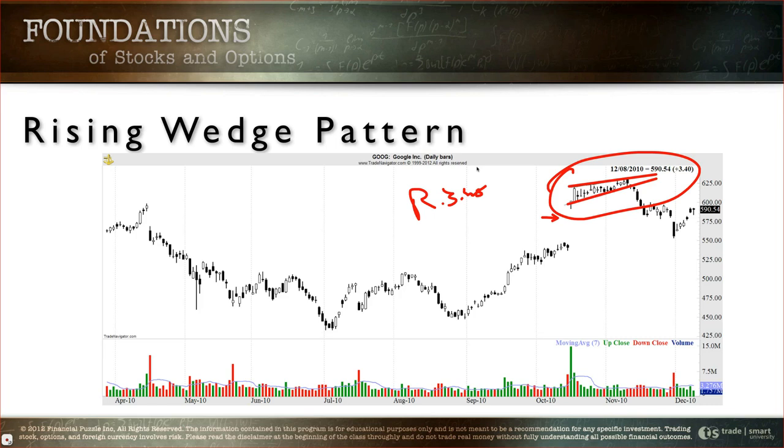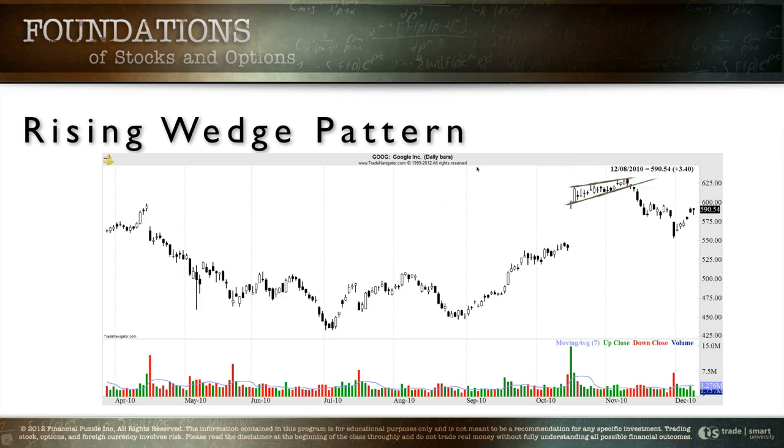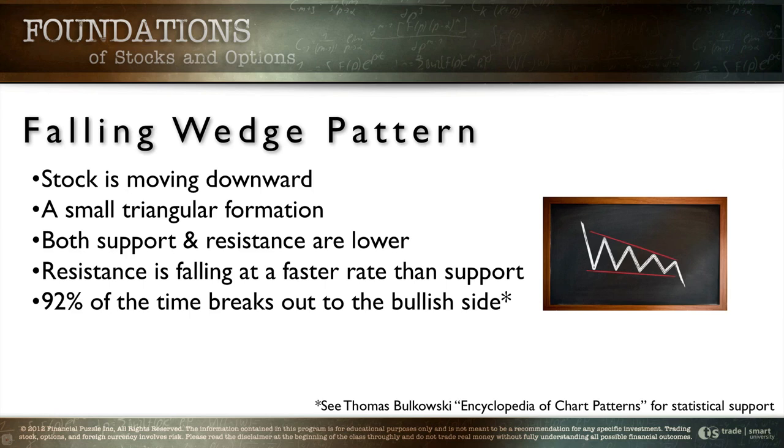So again, the location doesn't matter nearly as much as the type of wedge. Is it a rising or falling? If it's a rising wedge, it tends to break bearish. Now, the falling wedge is the opposite. The stock is moving downward inside that formation.